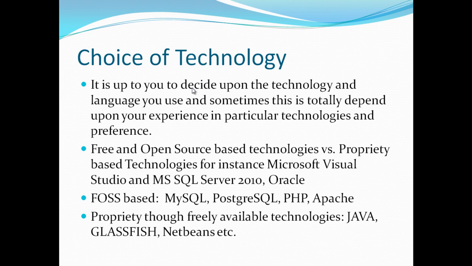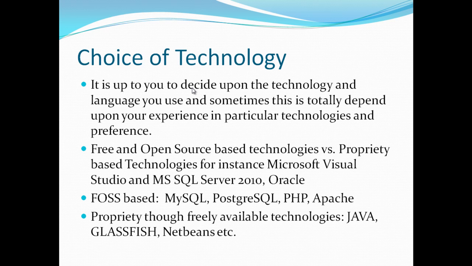Proprietary. Now why I said this is freely available, but they are proprietary, because now Oracle owns it. Java, Glassfish, NetBeans. Now I use NetBeans a lot. Very nice compiler with a JDK. You can download it free. And you can work with NetBeans with so many other languages.